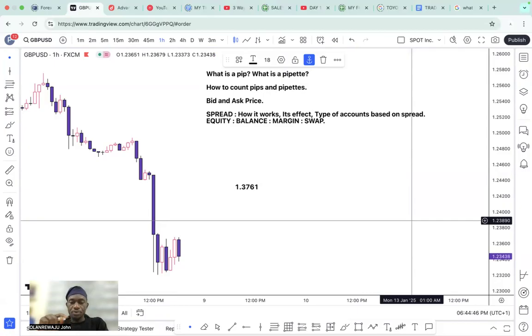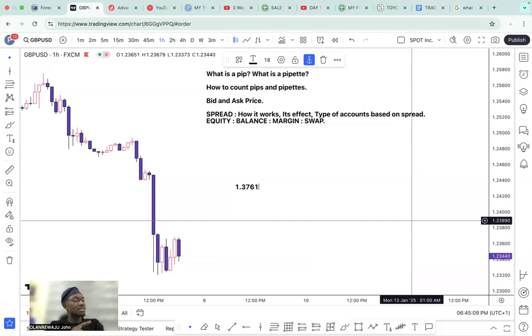So take, for example, let us ignore the current price of GBP USD. Let's assume that the current price of GBP USD is 1.3761. And let's say GBP USD wants to increase by 1 pip. That would mean that we are adding 1 to this last 1 here.